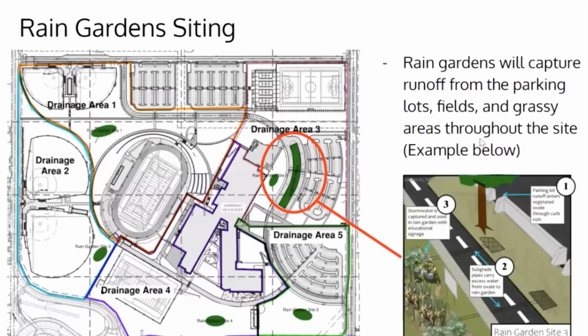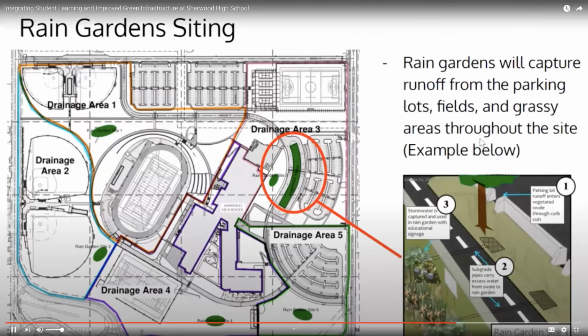The second part of the modified stormwater plan is the rain garden situated throughout the school. As you can see in this figure, we can split the school into 5 main drainage areas and place rain gardens to capture part of the runoff from each drainage area. For example, for drainage area 3, water from the parking lot will drain into the vegetated swale in the bus turnaround before being carried by subgrade pipes to the rain garden, where the water will be captured and stored.